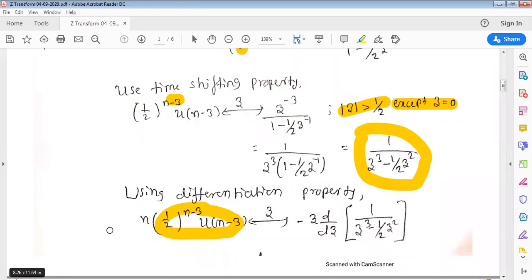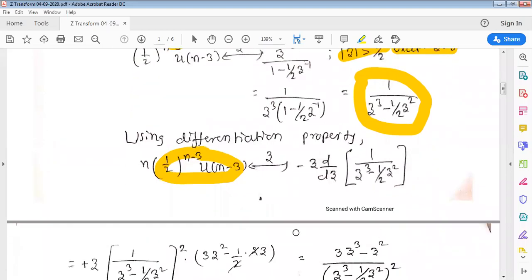So what is the multiplication by n property? Z transform of x of n is x of z. Then z transform of n into x of n transforms into minus z into d by dz of x of z. So minus z into d by dz of, what is x of z here? 1 by z cube minus 1 by 2 z square. Okay, so take the differentiation.